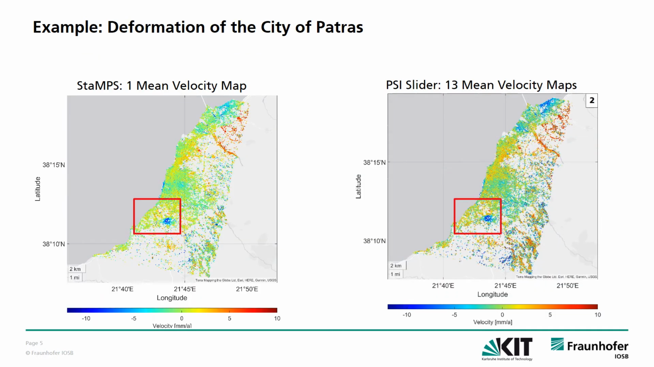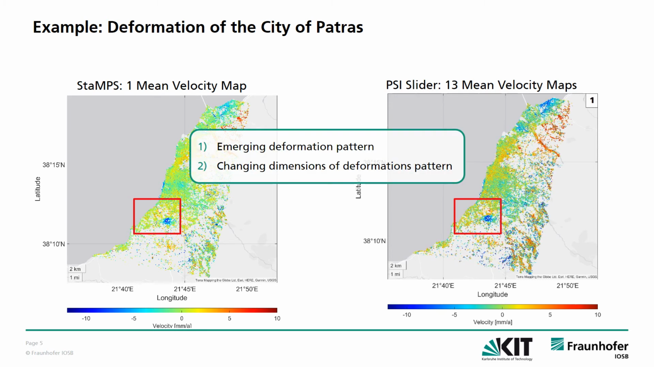Here you can see several deformation maps of the area of the city of Patras. On the left side, you can see one deformation map created using StaMPS in the usual way. On the right side, you can see 13 deformation maps created using StaMPS with our approach. If you focus on the area in the red rectangle, you can see that in the deformation map on the left side, there is one striking deformation pattern marked in blue, while in the deformation maps on the right side, this deformation pattern changes its dimension, and also in the area a second deformation pattern is emerging.